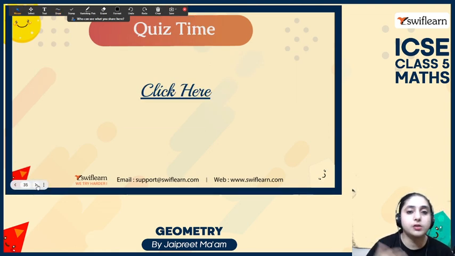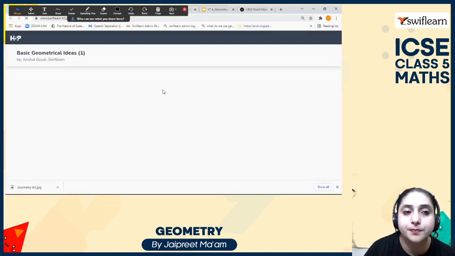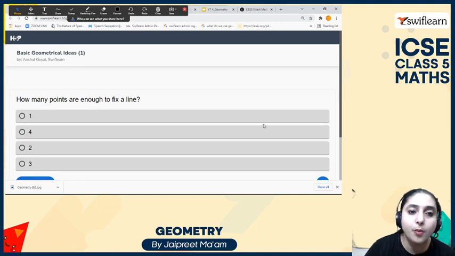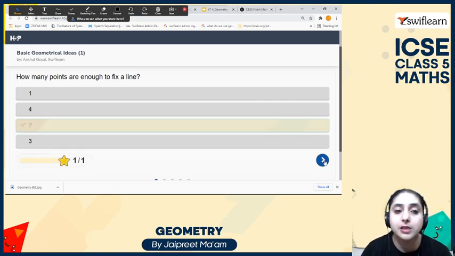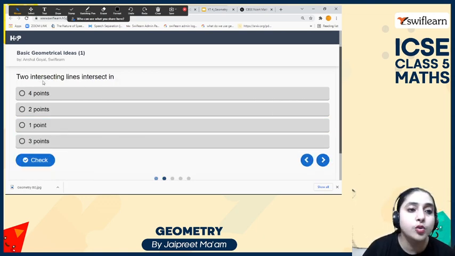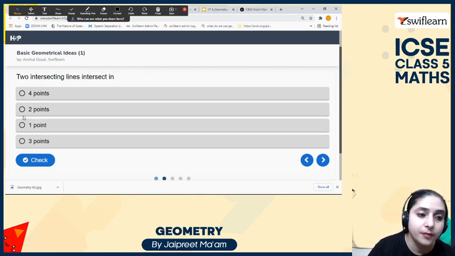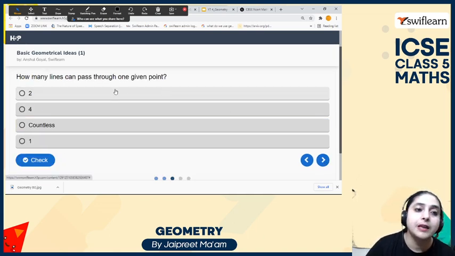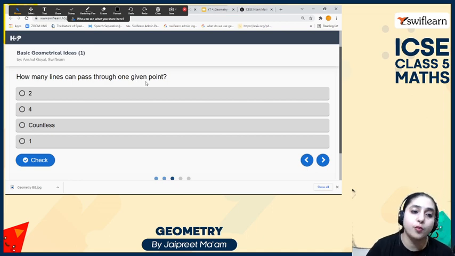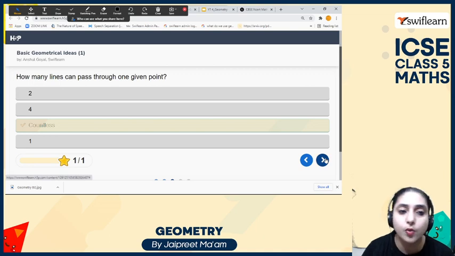Let's solve some more questions. Let's have a quiz time. Now that you have studied this much, let's have a quiz. How many points are needed to fix a line? We must have 2 points to fix a line. Two intersecting lines can intersect in only 1 point, right? Next, how many lines can pass through one given point? Countless. There can be countless lines passing through one given point.